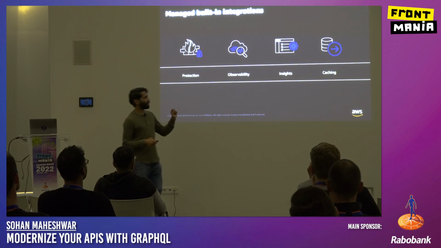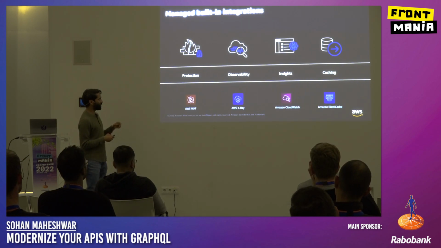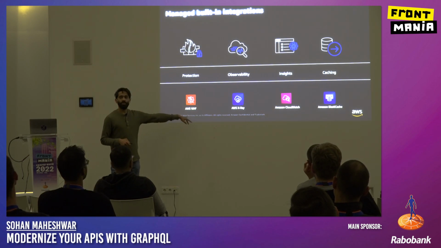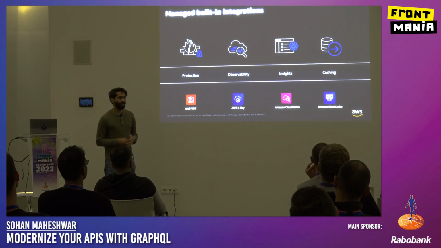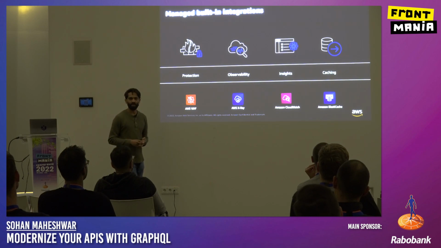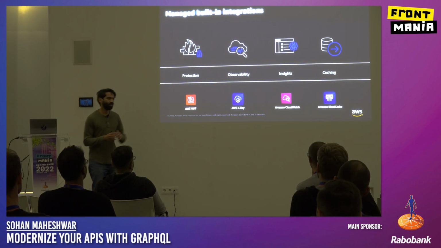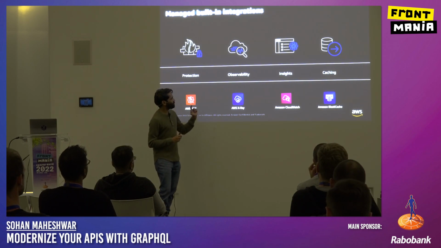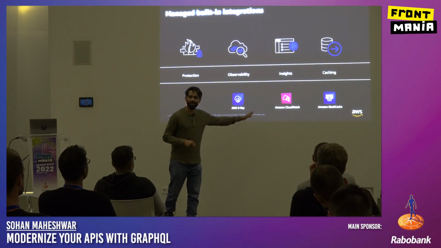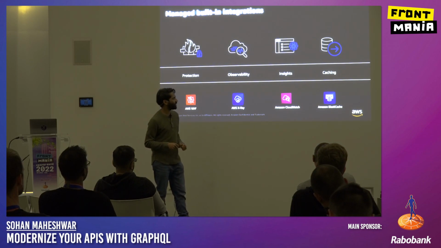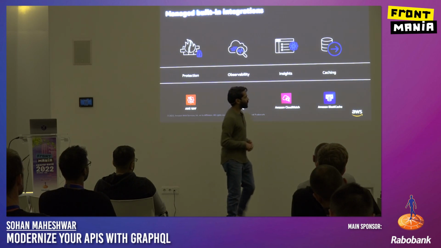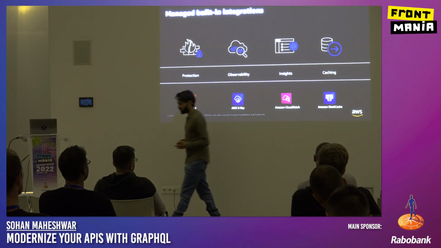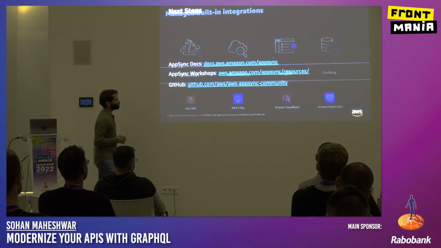Quick note, but AppSync, again, integrates with things like protection. So you can put the AWS Web Application Firewall, or if you have your own firewalls as well, around the API, so that it doesn't have access from people that you don't want access to. Observability, if you want to see how your API is working end-to-end, you can use X-Ray. Insights using CloudWatch, and also you can cache it using Amazon ElastiCache.